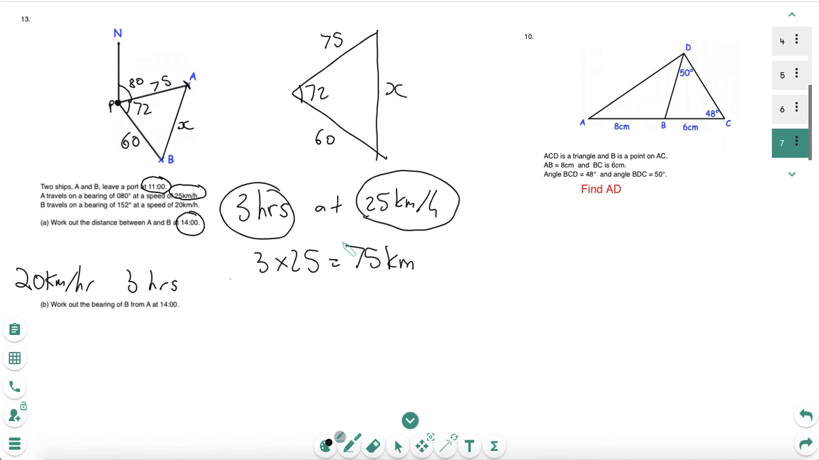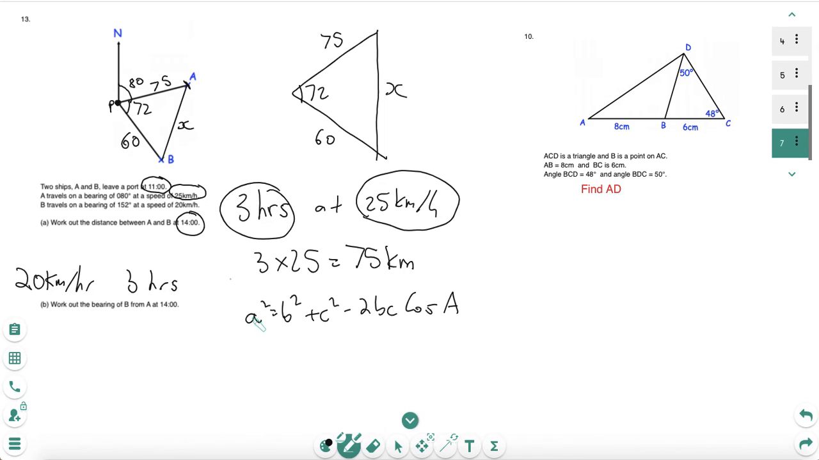So let's check for the sine rule first. Let's look for some pairs. Well, I'm looking for this pair. Unfortunately, I don't know this pair, nor do I know this pair here. So we're going to use the cosine rule: a squared equals b squared plus c squared minus 2bc cosine A.